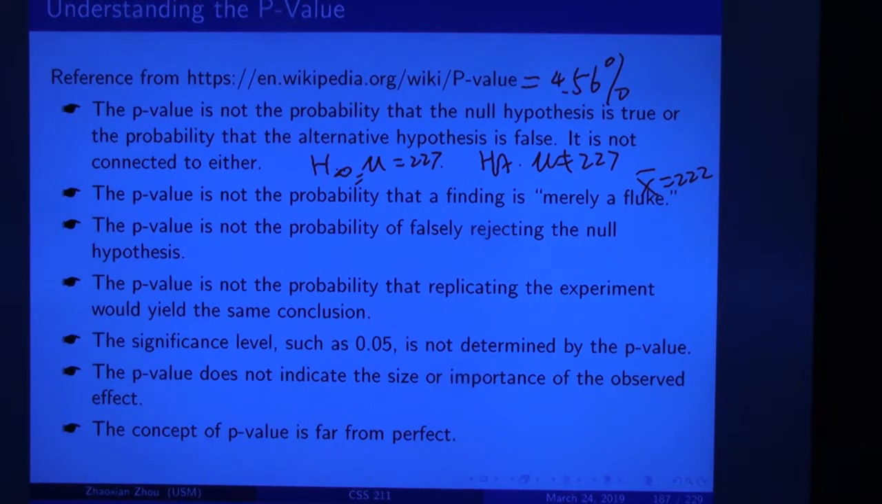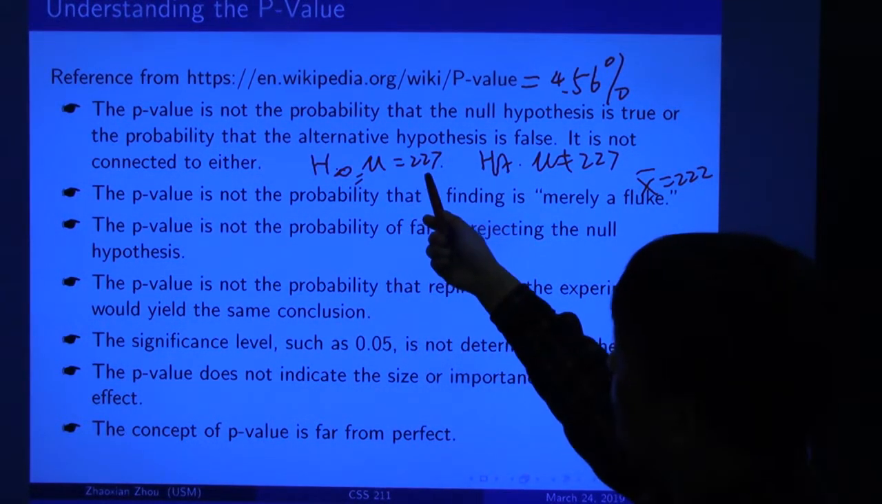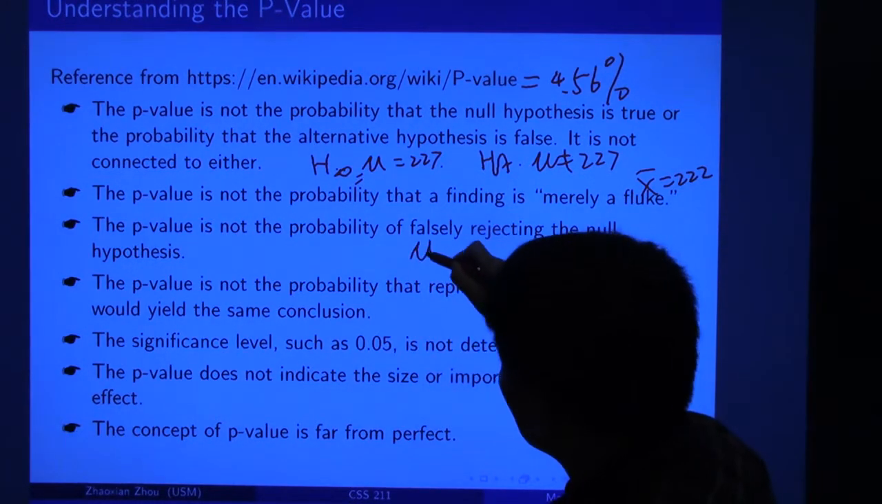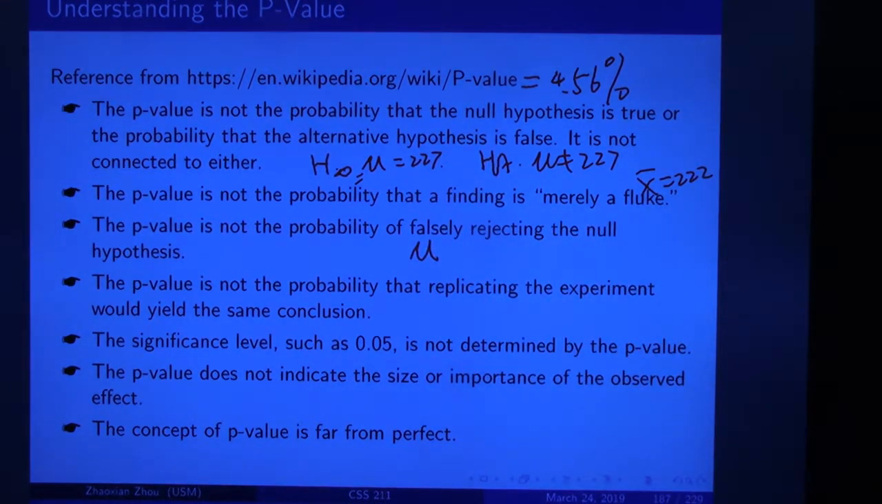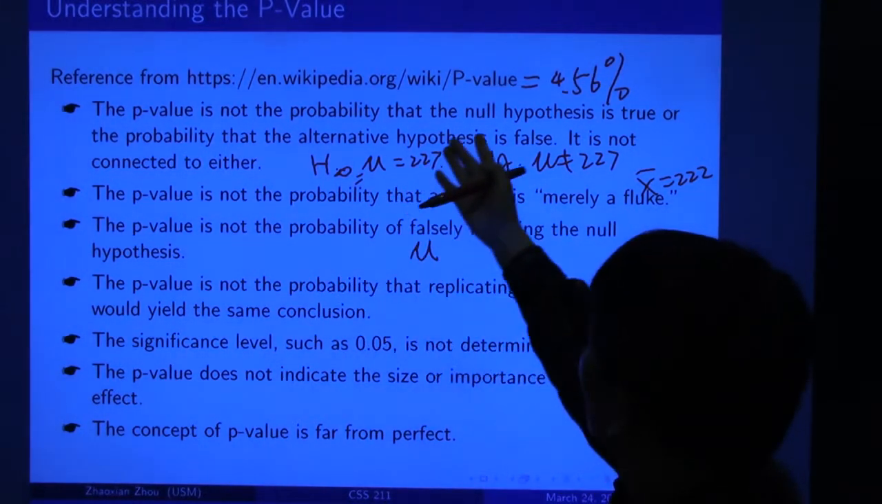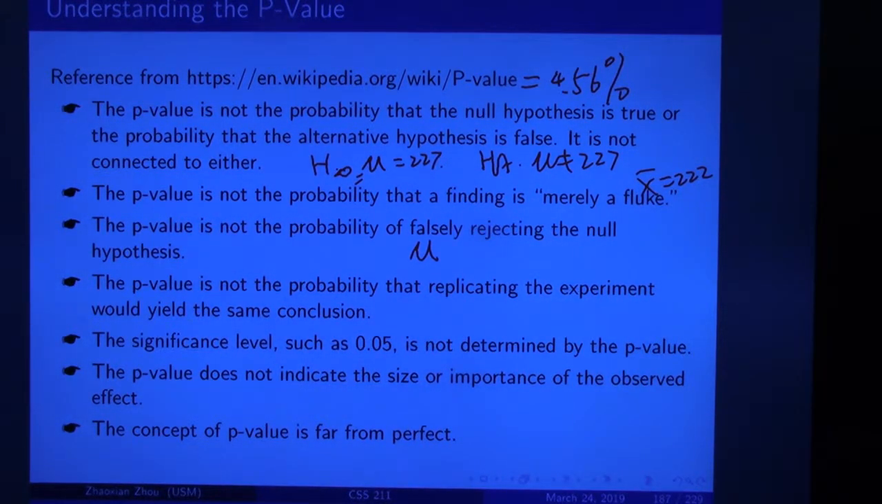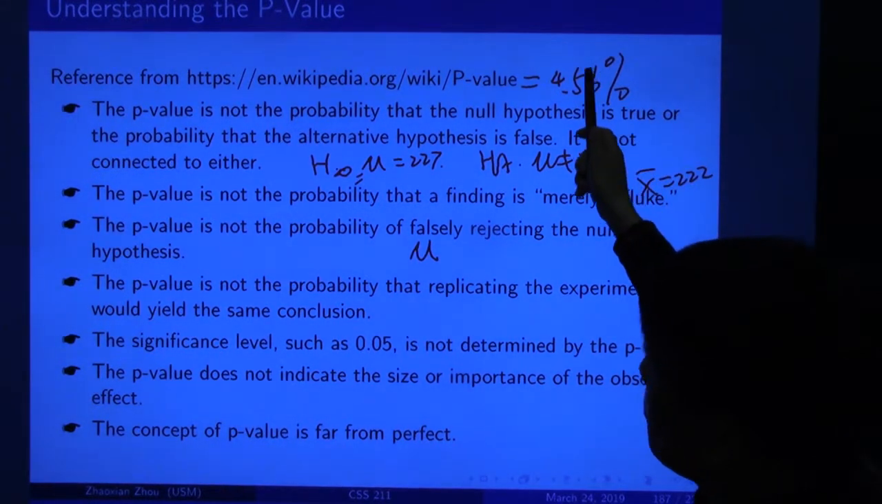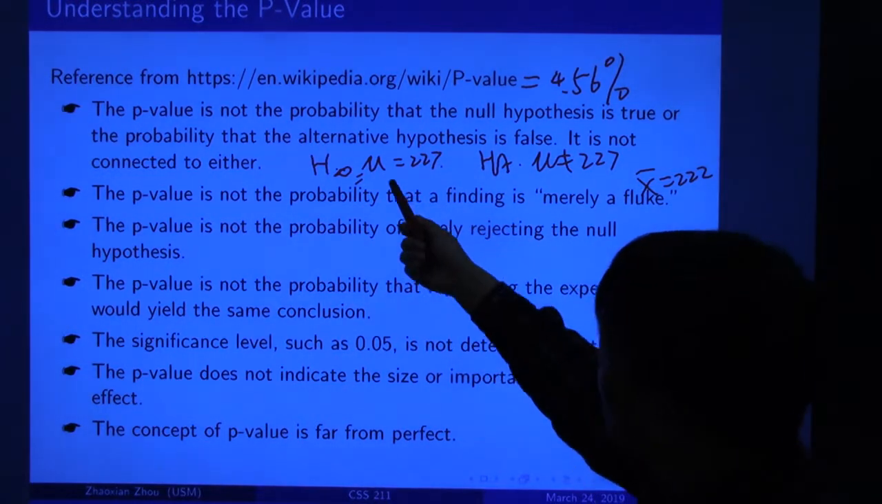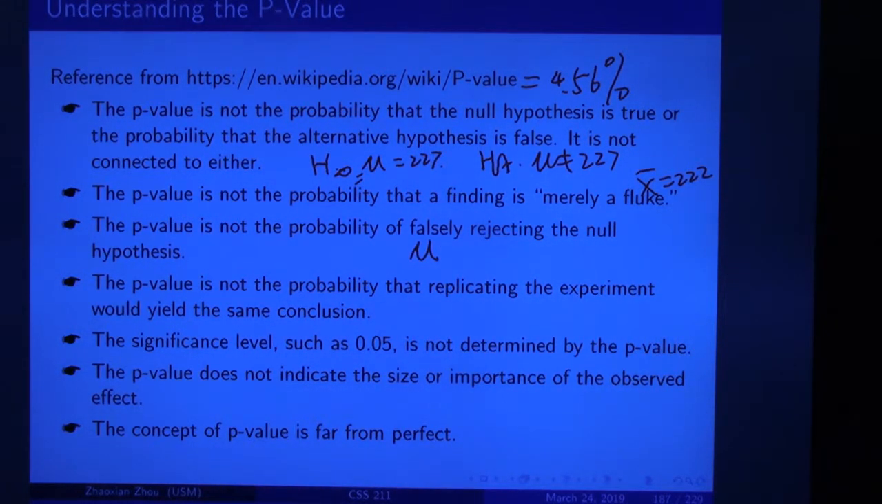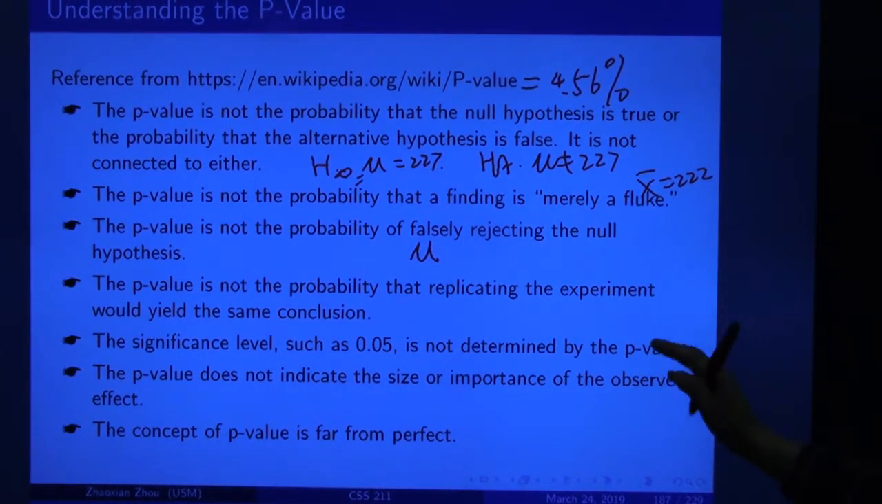That's not correct. The next one: the p-value is not the probability of wrongly rejecting the null hypothesis. Here, we cannot accept that one. That means if we said the mean of the population is not equal to 227, that would give us 4.5% of being incorrect. This statement is also not true. The p-value doesn't mean that if we reject mu equals 227, you are going to have this chance of being wrong. That one is not correct.